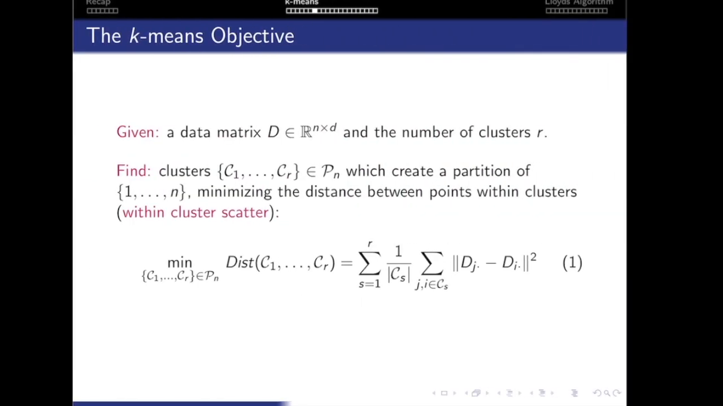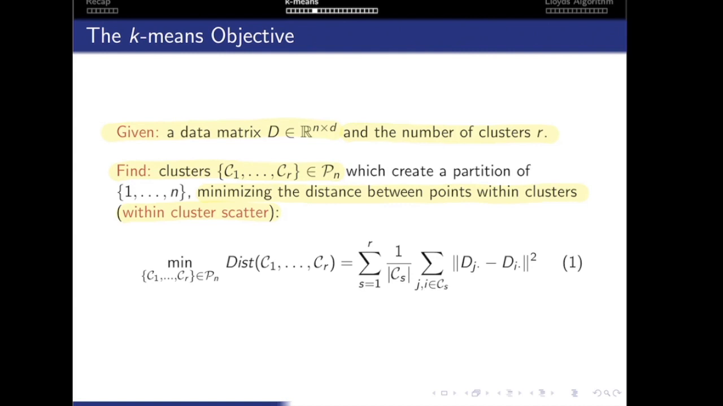Therewith, we can now formulate the k-means objective. We are given our data matrix D with n observations for D features, and as we discussed, we get the number of clusters as an input. So this is R. The task is then to find clusters C1 until CR, which form a partition of all the data points and which also minimize the distance between points within clusters. This is also called the within cluster scatter.